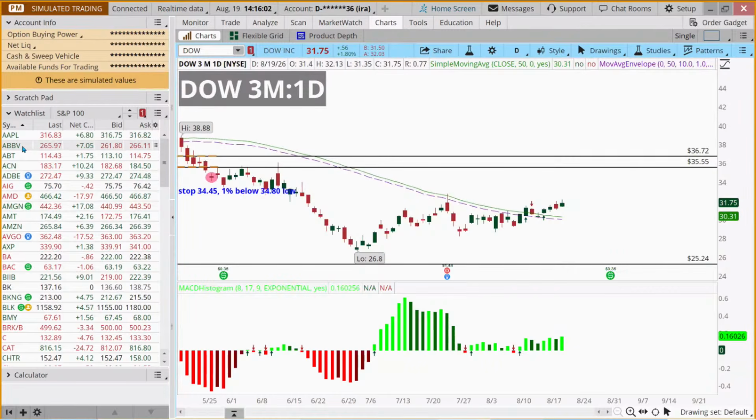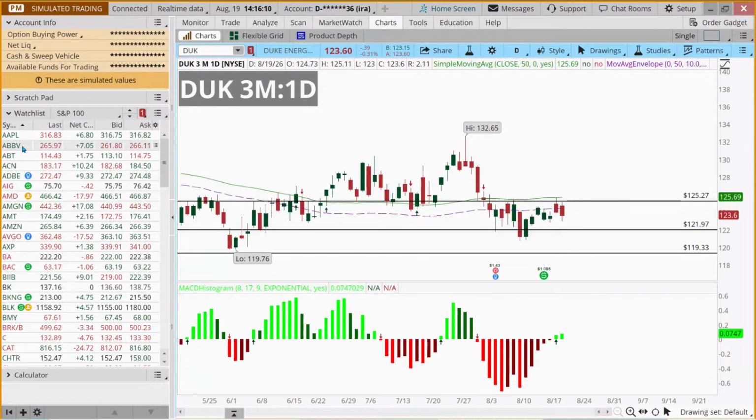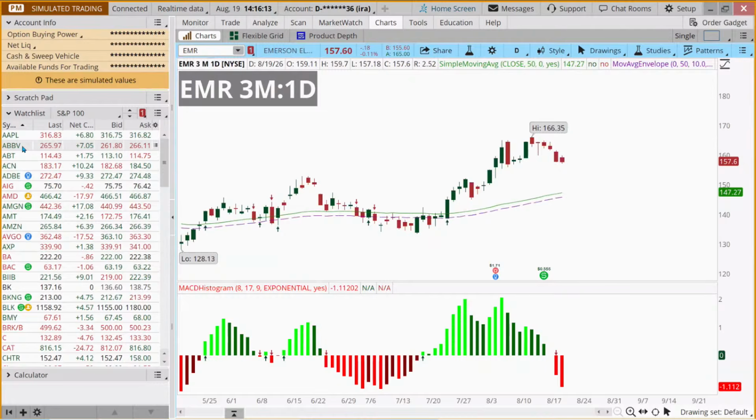All right, Dow Jones. MACD's red, or sorry, green. Stock's above the price, but the moving average looks like it's falling, not a buy signal. MACD's green, but the stock's below the moving average. Done. EMR, red MACD.